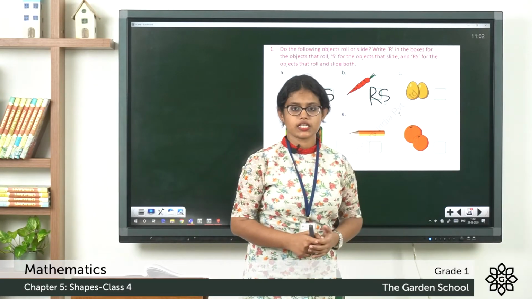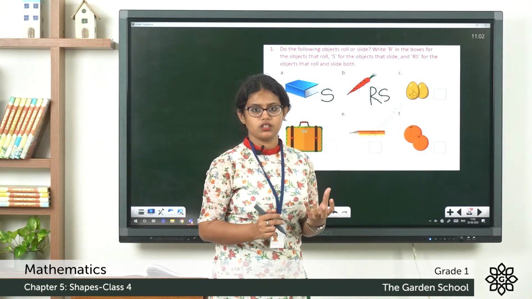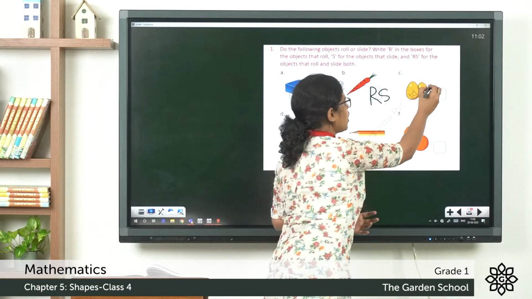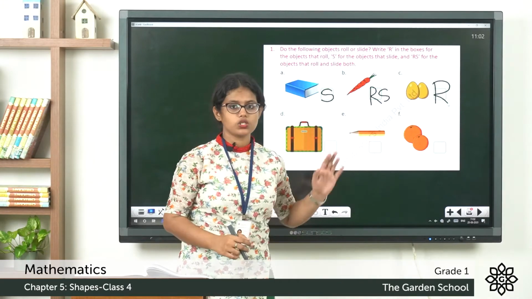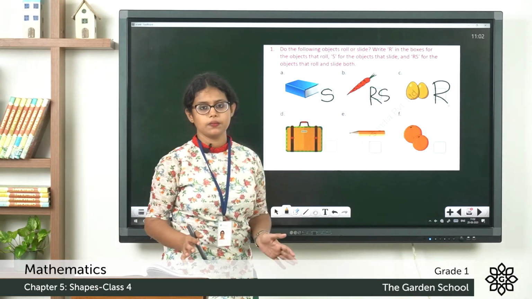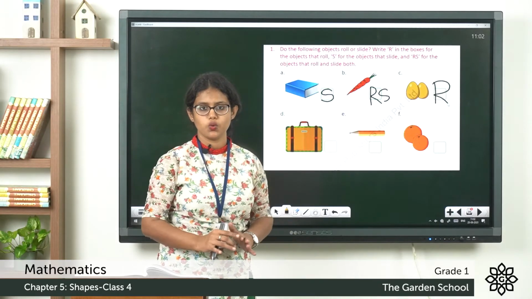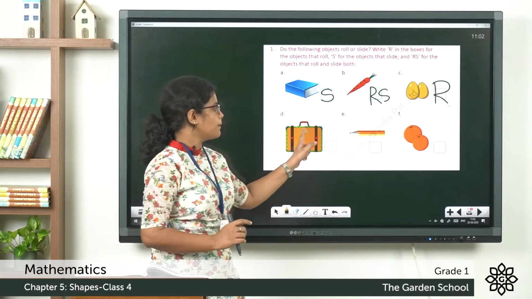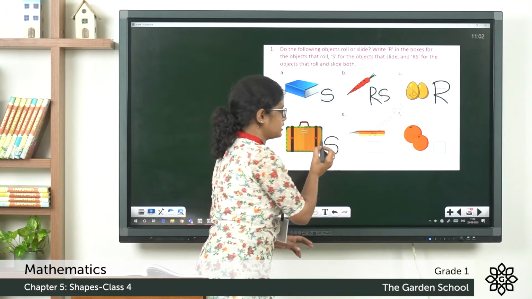What about the next one? It's an egg. If you place it on a table, how will it move? It starts rolling. So this will roll, and you can write it here R. And the next one, what is this object? It is a bag. When you place it on the table, will it roll? No. When you push it, it will slide. So this can only slide because it has a flat surface. So the answer is slide.